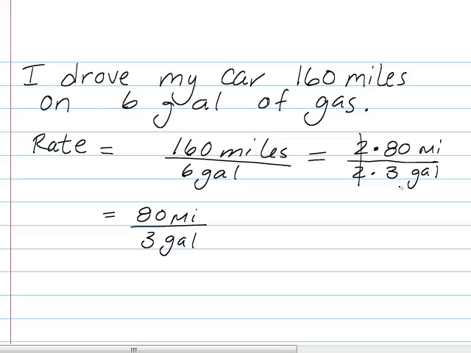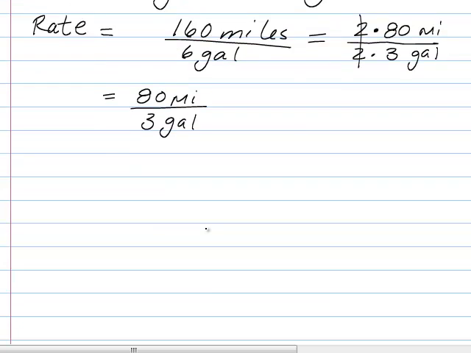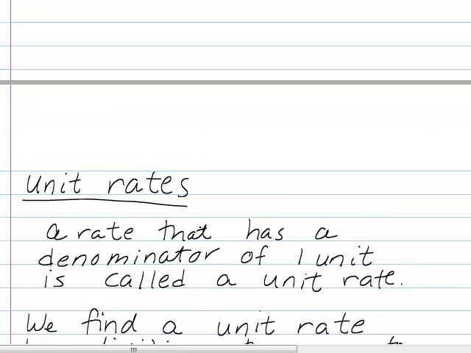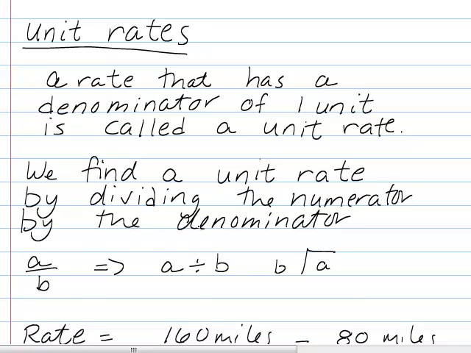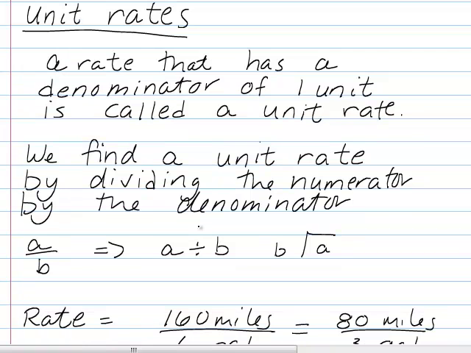Now, this isn't always a convenient way to leave your rate. Sometimes when we're talking to our friends, we would say something like, I get 80 miles per 3 gallons of gas. It's not a familiar way. They don't understand necessarily, is that a good or a bad rate? And so that lends itself to something called unit rates. Unit rates are rates that have a denominator of 1 unit. This is the so-called unit rate.